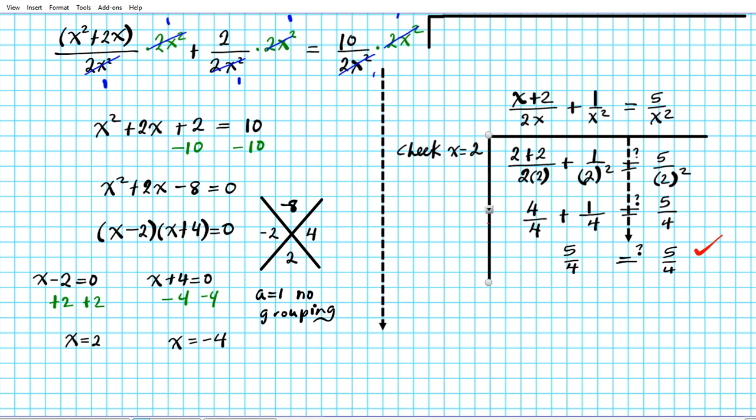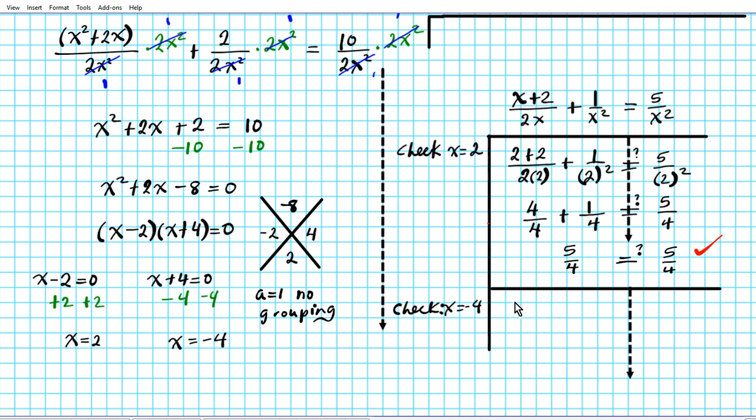Alright, so now we're going to do our check for the second potential solution, which is going to be x equals -4. So we are now going to check x equals -4 and see if we end up with a true statement also. Alright, so what we're going to do now is simply substitute the answer into the original equation.